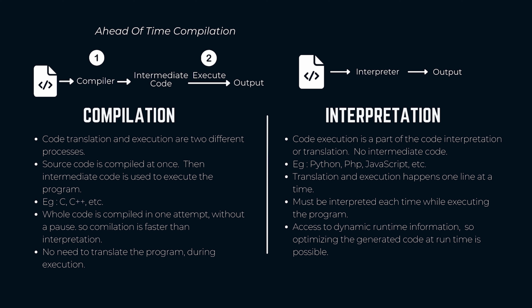Now, one of the major benefits of an interpreter is that the code execution environment can be made more flexible because both the translation and code execution are happening simultaneously. Because of that, the interpreter has access to dynamic runtime information, like which part of the code is taking more time to execute, duplicate procedures, etc. So optimizing generated code at runtime is possible in interpretation.